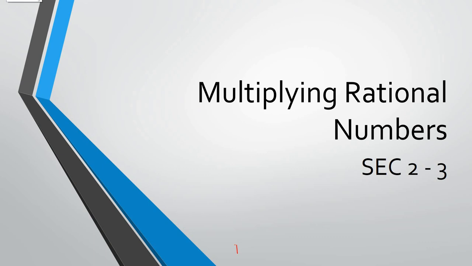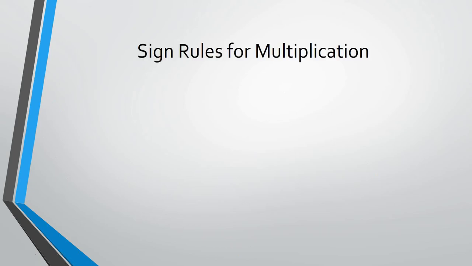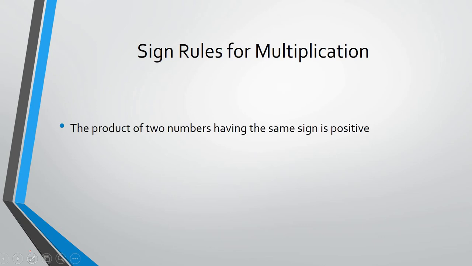Section 2.3 is multiplying rational numbers. So there are certain sign rules for multiplication. I'm sure you've seen these before. The product of two numbers having the same sign is positive. So, for example, 3 times 4, they're both positive, we get 12. Negative 3 times negative 4, both negative, we still get a positive 12.